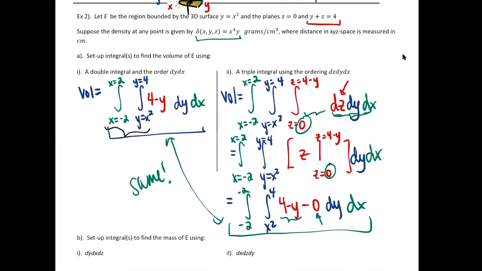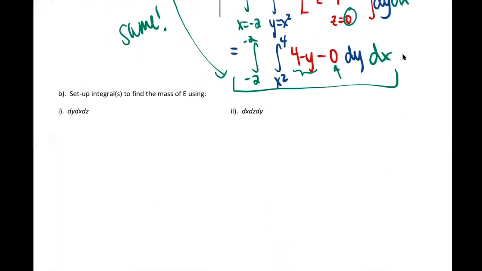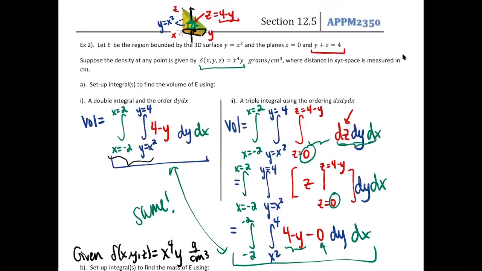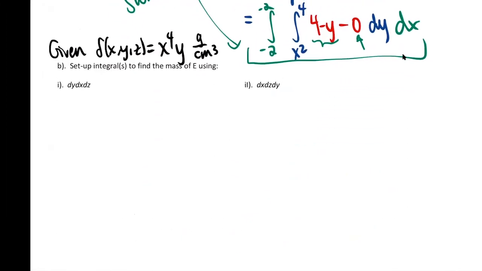And let me rewrite my density so I don't forget. Given density x to the 4th y, I think grams per centimeter cubed is what I had up above. Let's set up integrals to find the mass. Okay, so in general, the mass of this 3-dimensional region is going to be a triple integral over the region of the density.